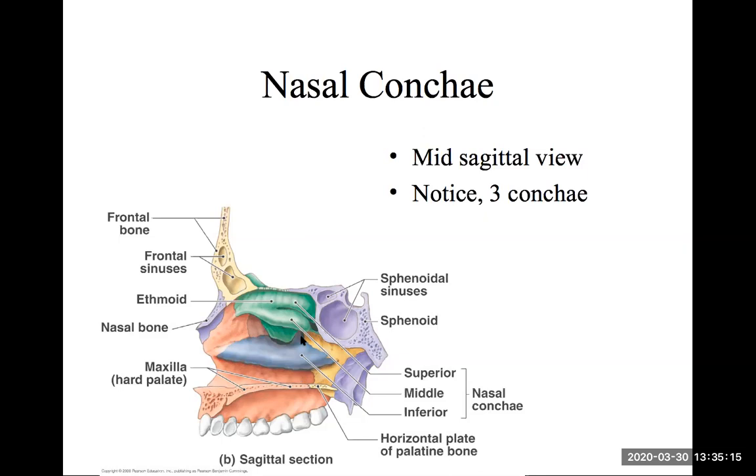The top two, here and here, are called the superior nasal concha and the middle nasal concha, and they're part of the ethmoid bone. And then down here is the inferior nasal concha, which we've discovered is actually its own separate bone. So middle nasal concha is a structure of the ethmoid bone, but the inferior nasal concha is not a structure, it's the entire bone itself.